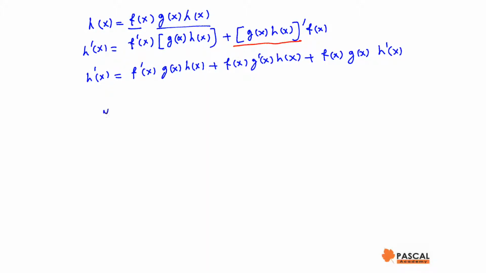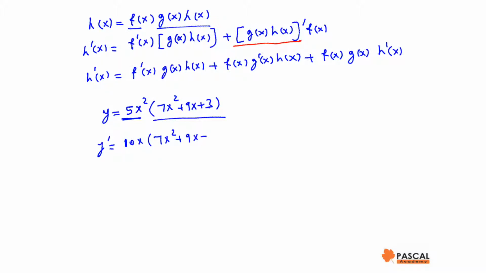Let's have an example. Let's find the derivative of 5x^2 times 7x^2 plus 9x plus 3 in two ways. One way is using the product rule. The first function is 5x^2 and the second function is 7x^2 plus 9x plus 3. The derivative is 10x times 7x^2 plus 9x plus 3 plus 14x plus 9 times 5x^2.